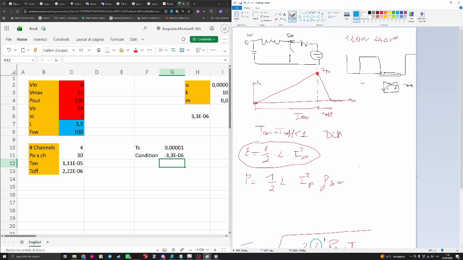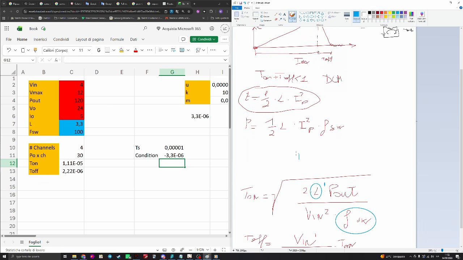Wait a second. TS is equal to T on plus T off plus T dead. All this sum has to be equal to the TS. So T on plus T off. Yes, of course it's negative.